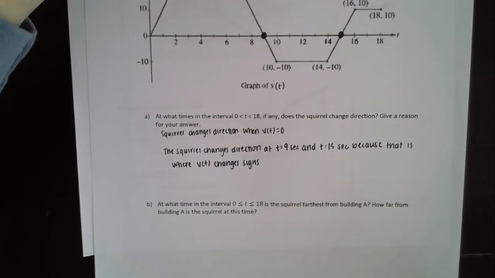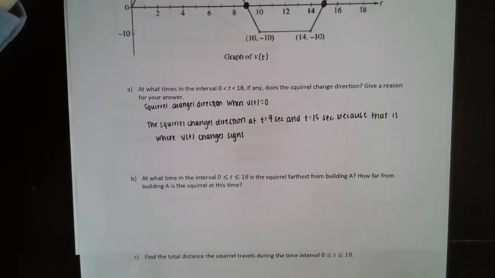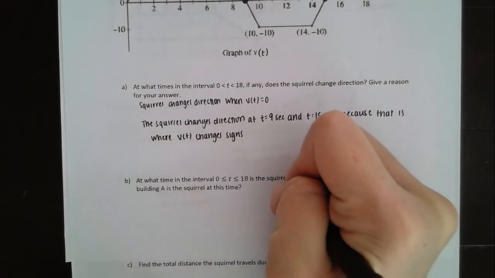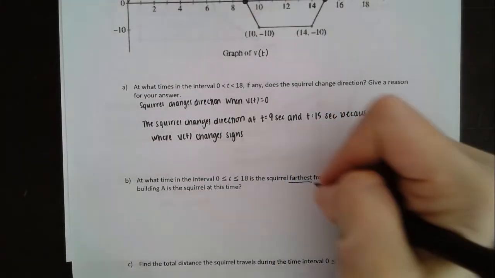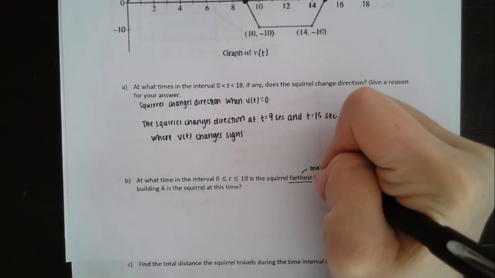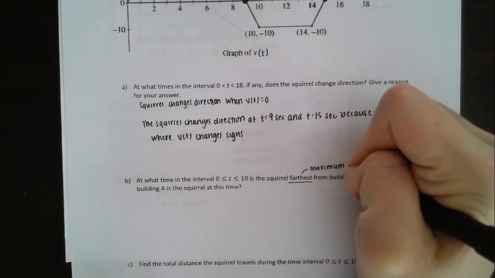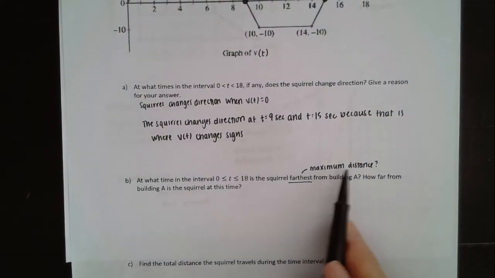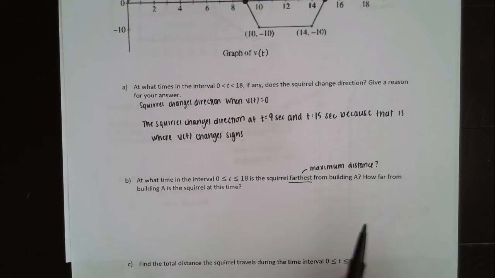So then part B is asking us at what time in the interval, or times, is the squirrel farthest from building A? If we're looking for when it is the farthest, what we are looking for is the maximum distance. So when is it furthest? When does it have the maximum distance away from building A? And then we also want to know how far away from building A is the squirrel at this time.